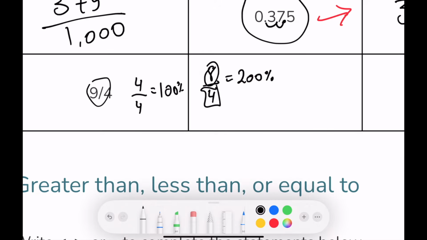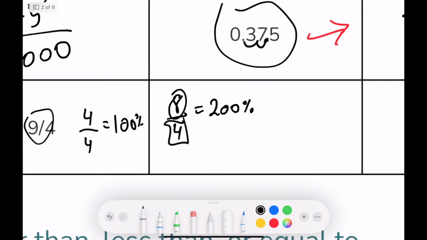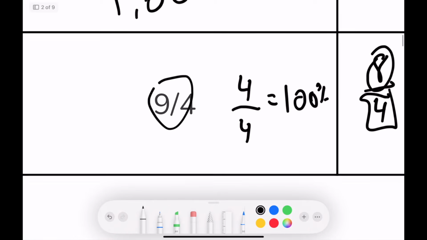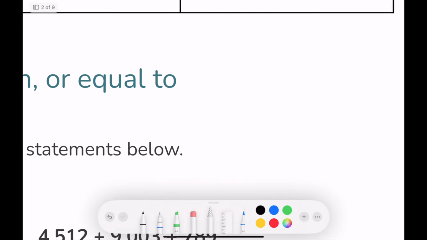So what I'm saying is that I don't know what the percent is right now, but I do know it's going to be more than 200 because we have more than 8 over 4. We have 9 over 4. I'm going to use this little section down over here, so 9 over 4, and we are going to actually do some long division. Now, this looks simple, but it gets a little complex.